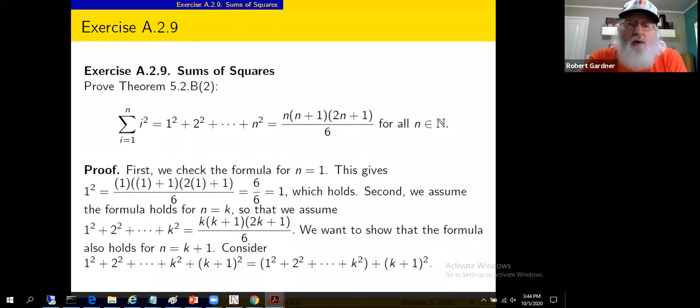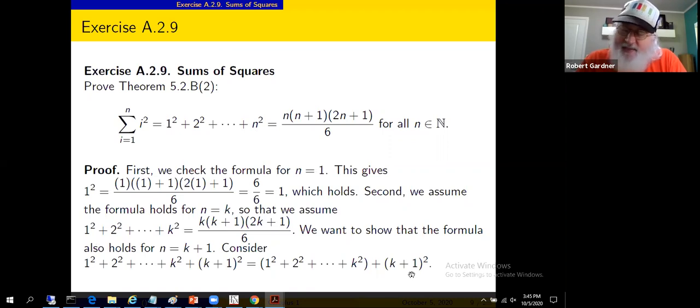Assume the formula holds for n equals k. So I'll go back up here and simply replace n with k. And I want to make sure the formula holds when n equals k plus 1 under this assumption. So add together 1 through k squared plus k plus 1 squared, add in the next term. Let's associate the first k plus this new term.